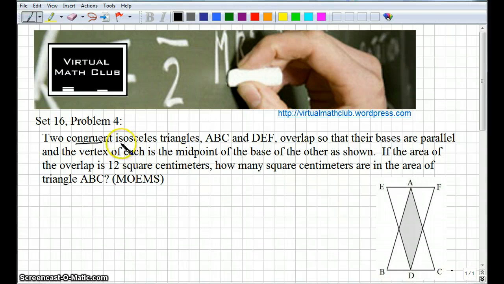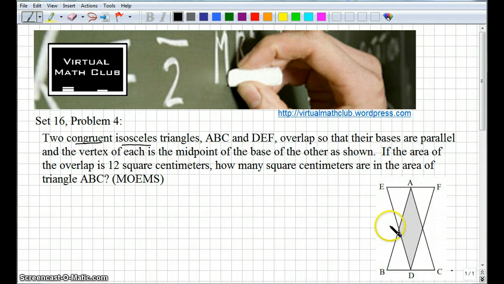We're also told that these triangles are isosceles. And isosceles means that two of the side lengths are the same. In this one you can see it looks like AB and AC are the same side length, right? And for DEF it looks like DE and DF are the same side length. And since they're congruent, then DE, DF, AB, and AC are all the same length.